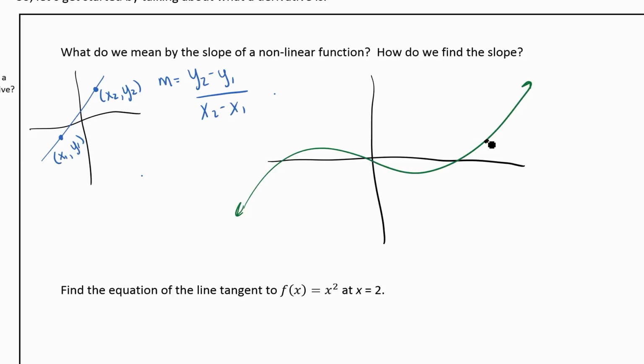So what we actually want to find is what's called the slope of the tangent line. The line that's tangent to this function at that point is going to be the straight line that only touches the graph at that point, at least close by there. And we're going to find the slope of that line. We'll call the slope of that line the slope of the curve at that point.